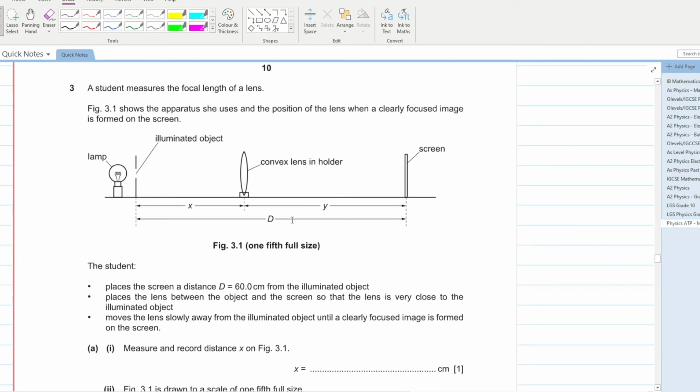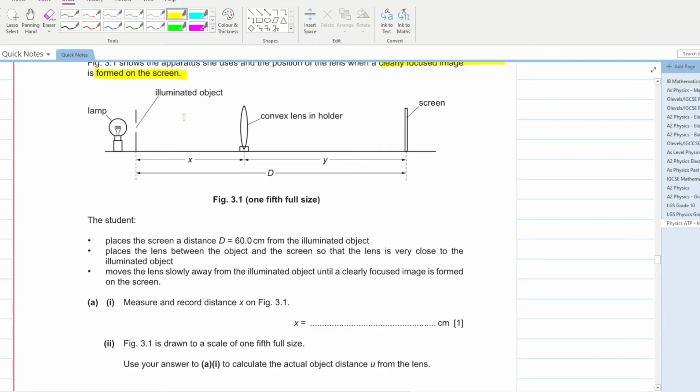A student measures the focal length of a lens. Figure 3.1 shows the apparatus she uses and the position of the lens when a clearly focused image is formed on the screen. The student places the screen at a distance of d equals 60 centimeter from the illuminated object. Place the lens between the object and the screen so that the lens is very close to the illuminated object. Move the lens slowly away from the illuminated object until a clearly focused image is formed on the screen.